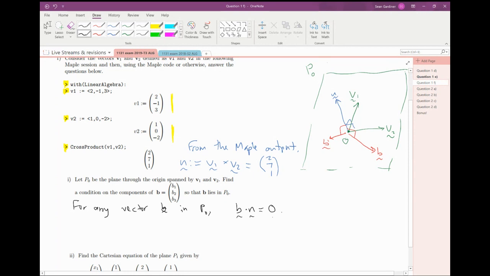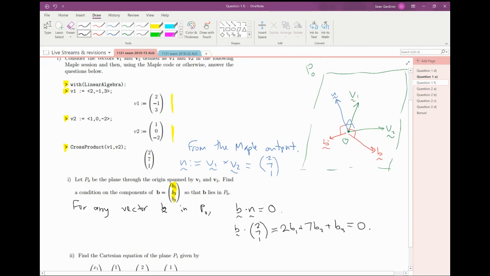Yeah, so that's the fact we know. And now we can just plug in the vector that Maple gave us: b dot (2, 7, 1) is 0. But I can expand out this dot product, of course. We've been told that b has the components b1, b2, and b3. So the dot product is just going to turn out to be 2b1 plus 7b2 plus 1b3, and we know that that must equal 0.